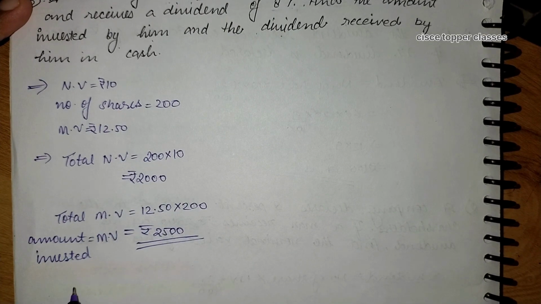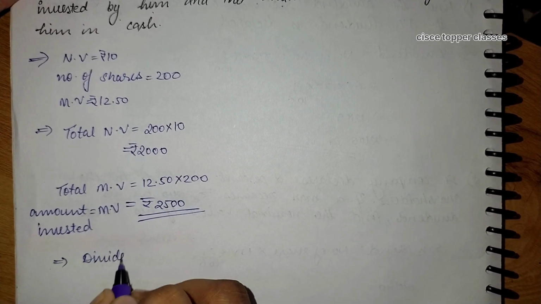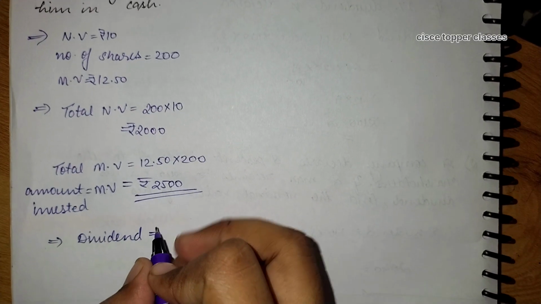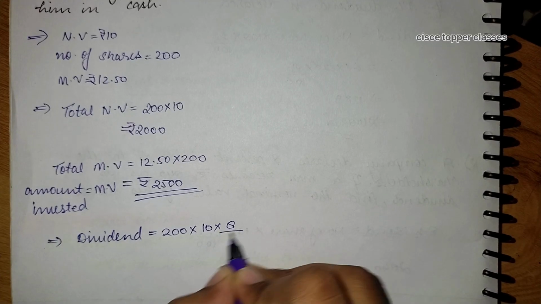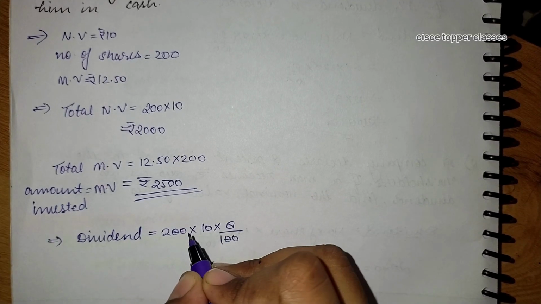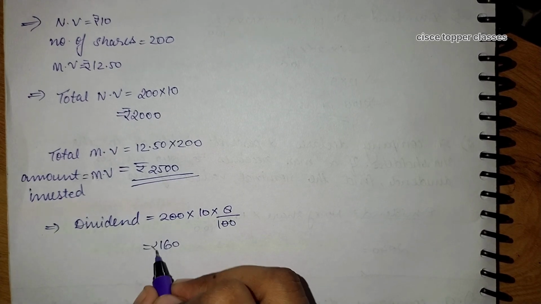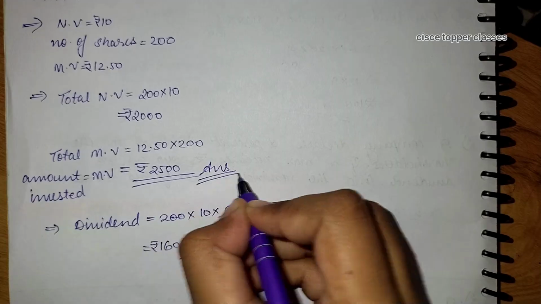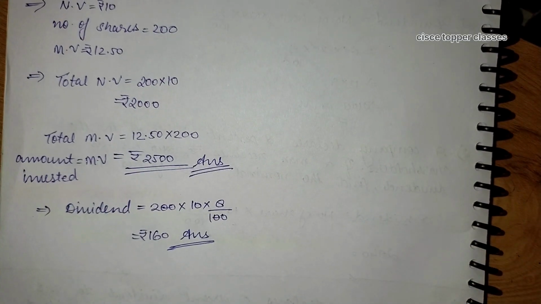Now the second part asks to find the dividend received by him in cash. We know dividend we find on the nominal value, or by formula also we can find. So formula is number of shares into the nominal value into the rate 8 by 100. 0 will be cancelled out, means 160 rupees is the dividend. So this is the answer of the second part and this is the answer of the first part, and this is the final solution of question number 3.